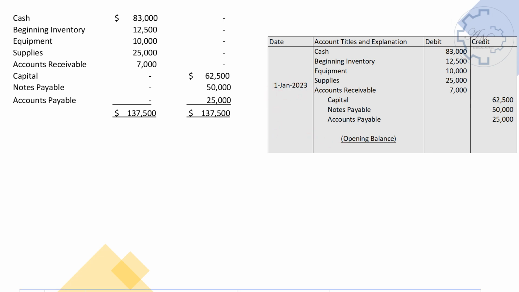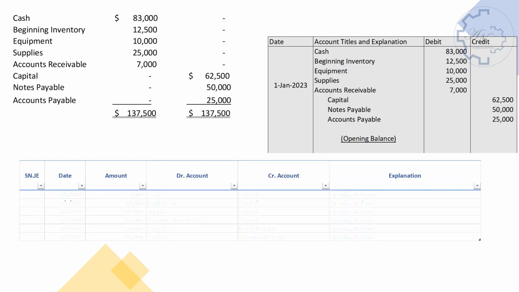If I want to record them in Excel, I must have a journal entries sheet. I select this form. I have here auto serial numbers, date, amount, debit account, credit account, and explanation. I can't use compound journal entries here, so I will divide it into simple ones. The capital will be the corresponding account for all accounts.